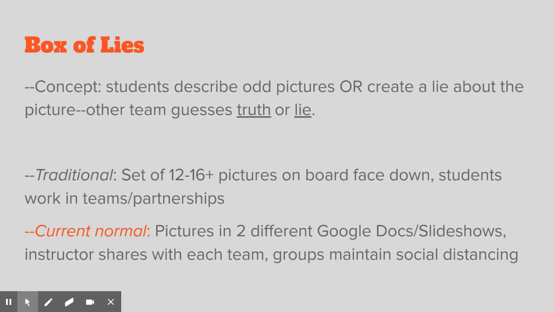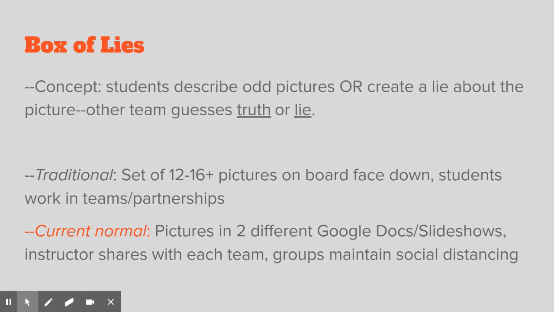Students are given odd pictures and they work in either teams of like one versus one, so they're in partnerships, or you could do team against team. And students decide whether they want to describe the picture exactly as it is or they want to create a lie about the picture. So they're using the target language, and again, they can use words and phrases. They can move all the way to sentences, just depending upon their proficiency levels and their comfort with the item in front of them.